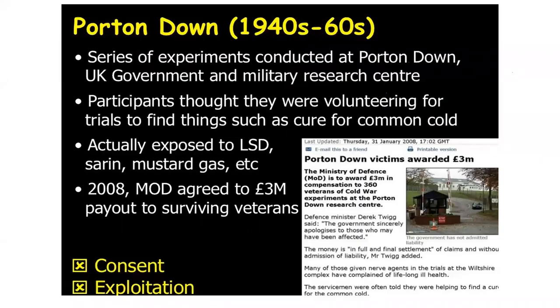Porton Down, you know, a series of experiments conducted in Porton Down, the UK government and military research centre. Participants were volunteering for a trial to find a cure for the common cold. You know, before the COVID vaccine, Covishield, we experimented voluntarily with a few people. Among them, they knew their experiment might go right or might go wrong. But they were voluntary. So here also the experiment was for the common cold. But they were exposed to LSD, sarin, mustard gas, this type of poison, and it ruined their lives. So in 2008 the government agreed to pay 3 million pounds to surviving veterans.